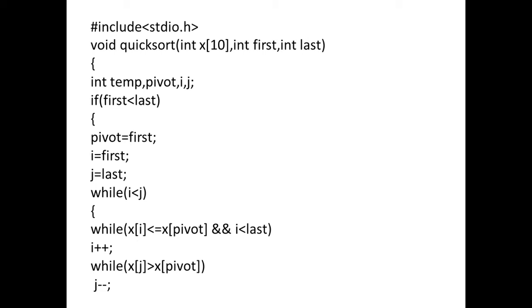Now here we can see if an array is given, first will be pointing to the first element in the array and last will be pointing to the last element in the array. And we will have a pivot element that is always the first element. Now in quicksort, what we have to do is we need to make the pivot element to be placed in a sorted position.